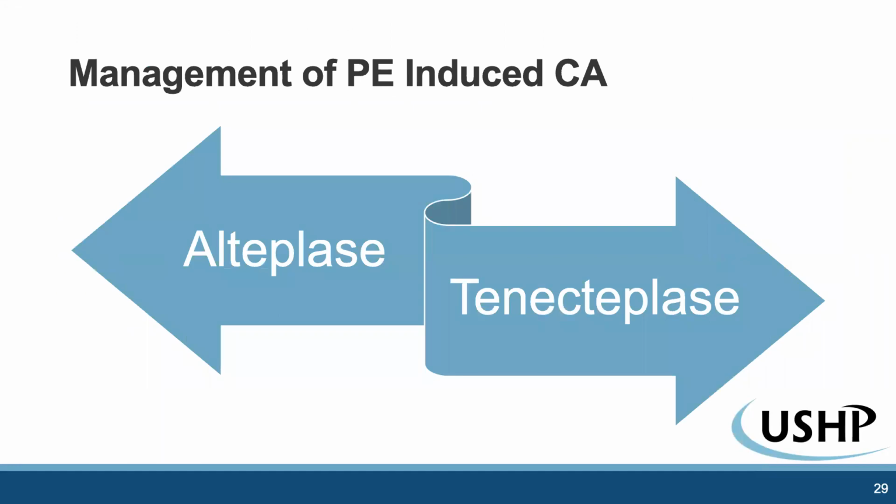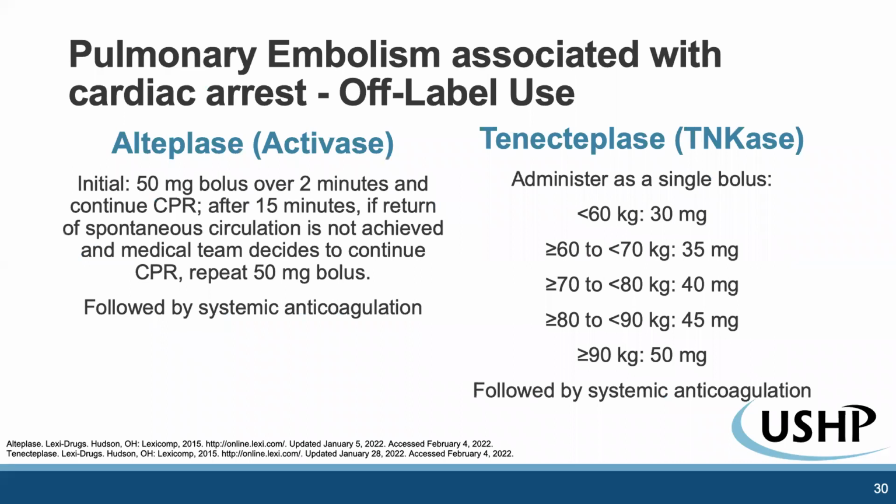When looking at management of pulmonary embolism-induced cardiac arrest, as I alluded to a little earlier in my presentation, we have two main drugs that we utilize, in which the first is alteplase and the second would be tenecteplase. When looking at the labeling, pulmonary embolism associated with cardiac arrest is actually an off-label use for both of the medications.